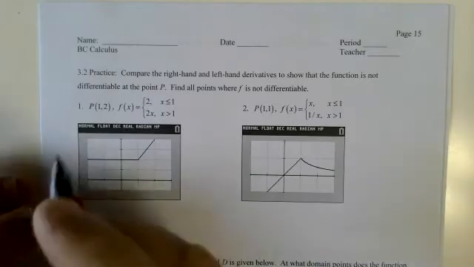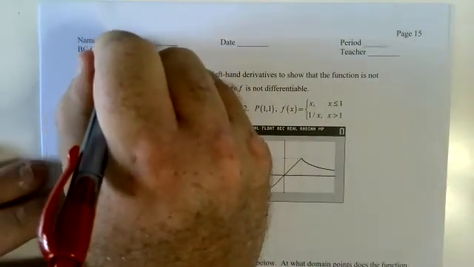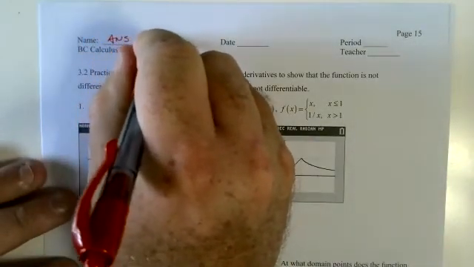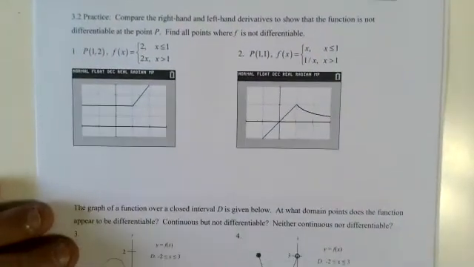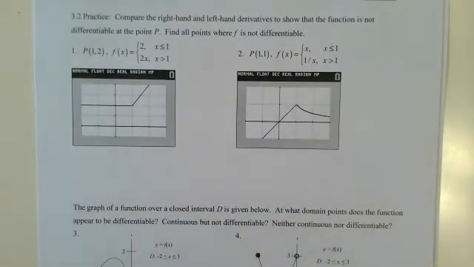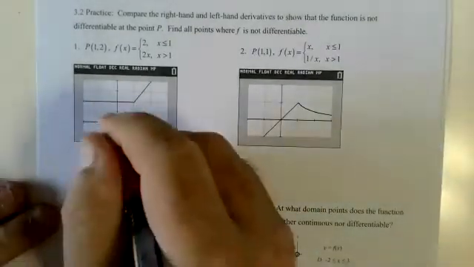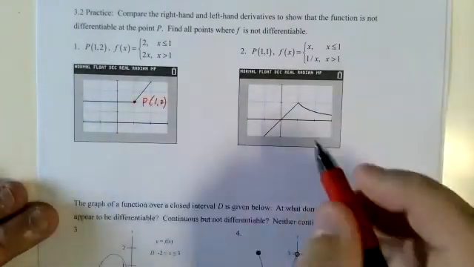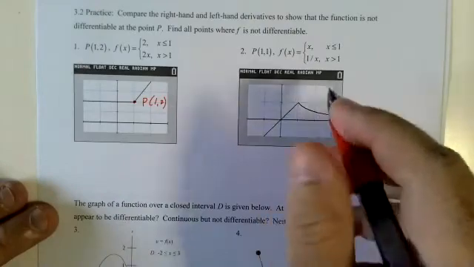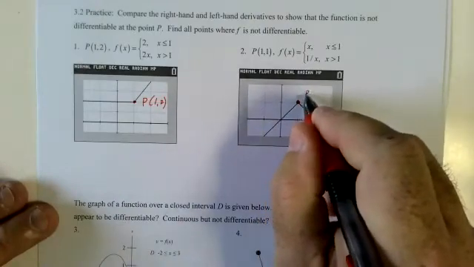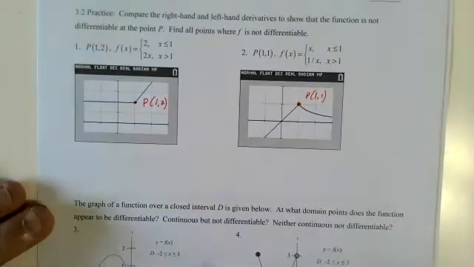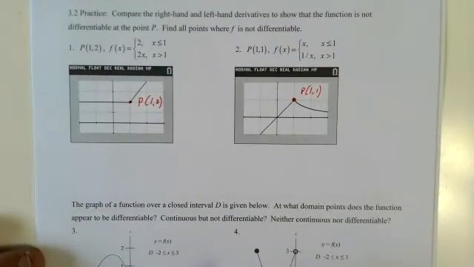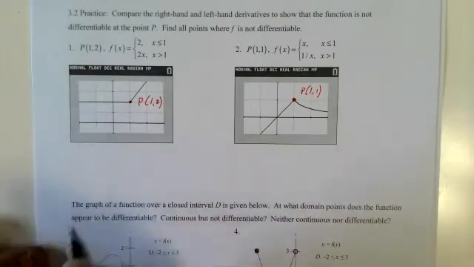This is the answer key for differentiability. Compare the right-hand and left-hand derivatives, so the function is not differentiable at the point P. So P is (1, 2). That's here. This is point P. And over here it's (1, 1). So again, left and right-hand derivatives never exist, except they're saying that they have to both come in. If they don't, so you got that.